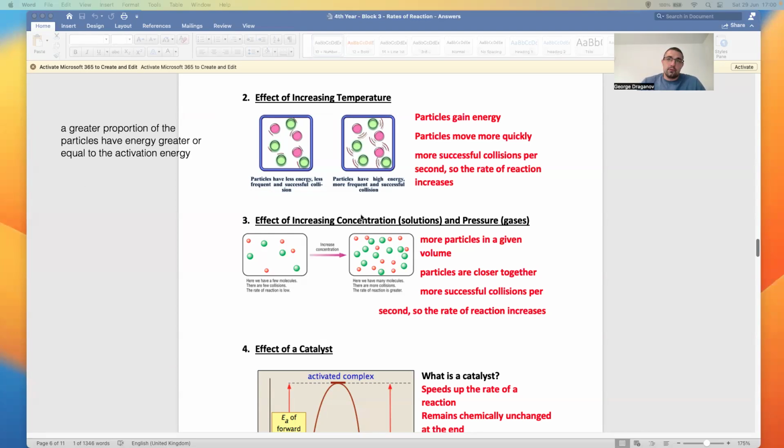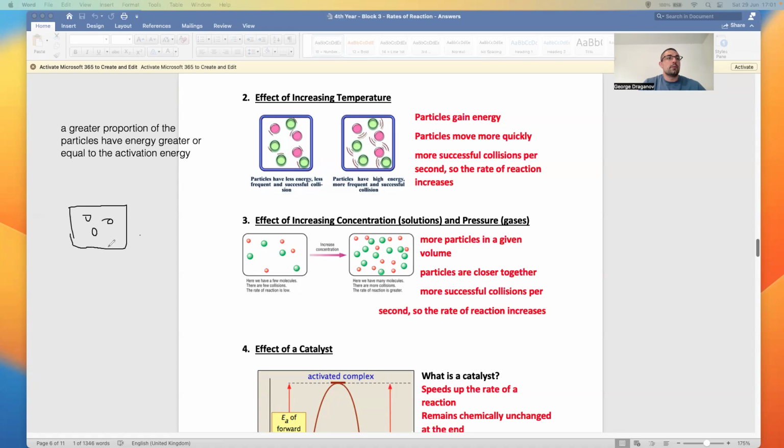Let us now consider concentration and pressure because they're very closely related. One is for solutions, one is for gases. So if we increase concentration, we keep the size of the container the same, but we add more particles. So that we have more particles in a given volume of space, which means particles are closer together, which increases the frequency of successful collisions. But you must say particles are closer together, or you can say there's more particles in the same volume of space.